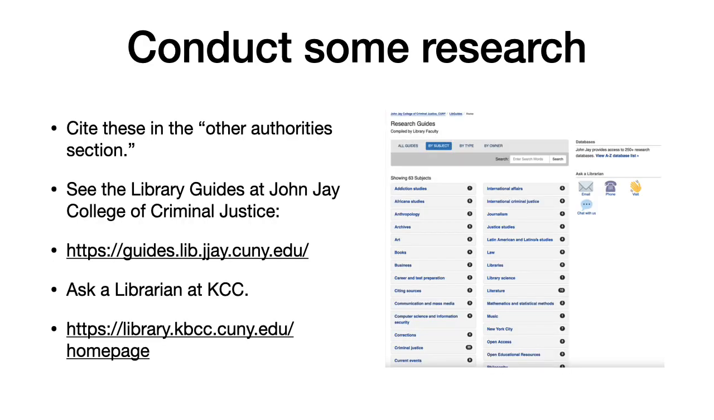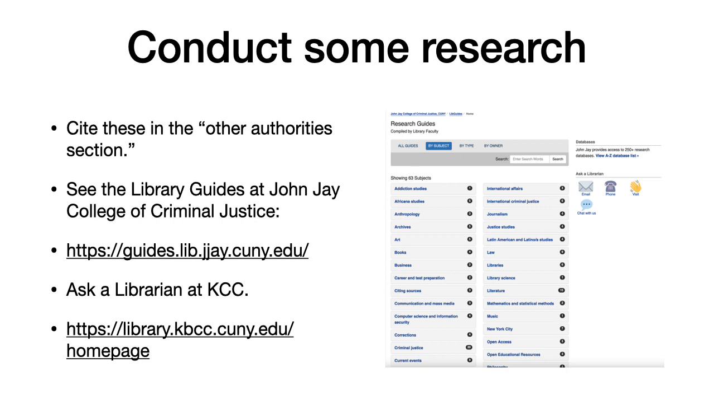Then you're going to conduct some research, and anything that's relevant you're going to put into your other authorities section where you saw in the table of contents. I've given you resources here at both John Jay and Kingsborough, so you go to the John Jay website and look at what they call LibGuides, and you'll see that they're broken down by different sections. So if you're mostly focused on the courts, right, you might look at law. If you're looking at more social justice issues, you might look at justice studies.